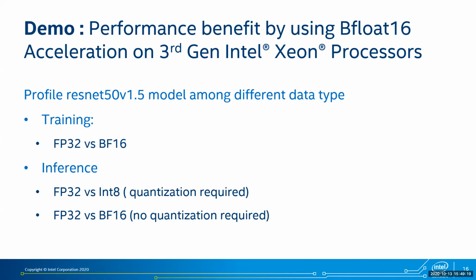Okay, so for the tutorial, we want to show you how to do the performance analysis and understand the speed up by yourself. We are still using the Intel Model Zoo and still using ResNet 50. We will do training and inference, and compare among different data types. For training, we will compare FP32 to BF16. For inference, we will compare FP32 versus INT8 and FP32 versus BF16.